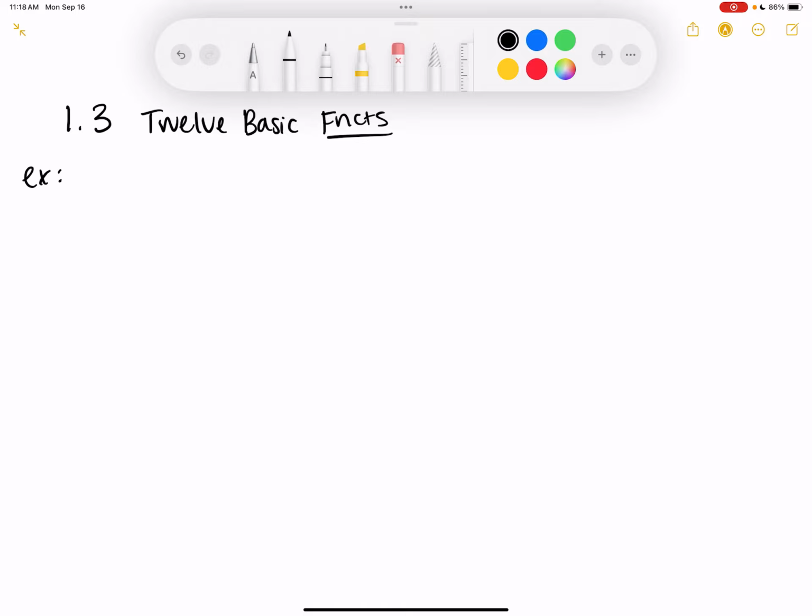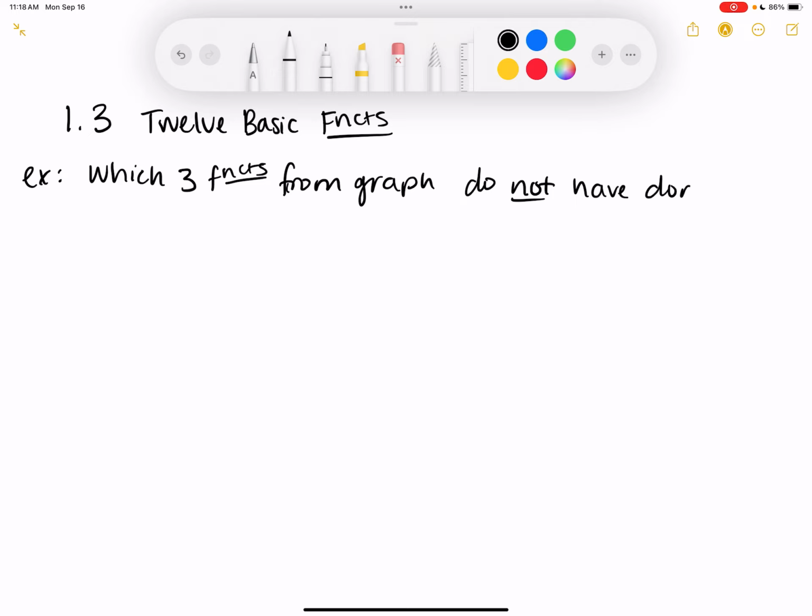Example: which 3 functions from the graph do not have the domain of all real numbers? So we would look at our list of graphs, okay?